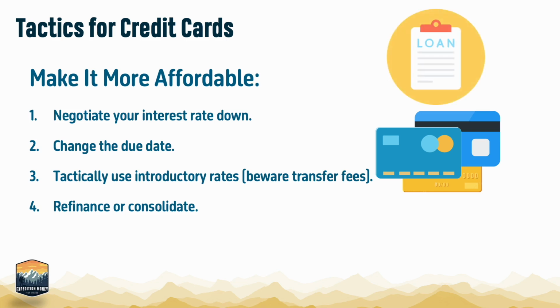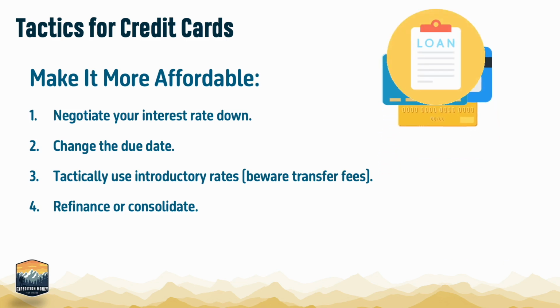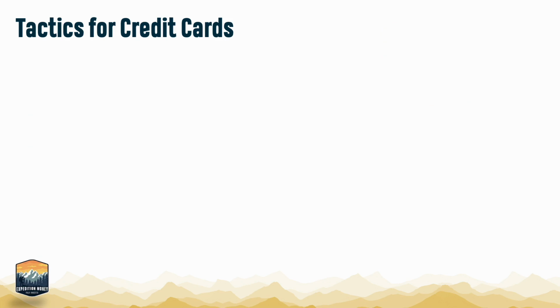Lastly, you might want to refinance or consolidate your cards if you can. Depending on your credit history and capacity, you might be able to get a new loan to pay off the multiple cards. This could help you get a fixed monthly payment that might be easier to manage. We'll cover more of the pros and cons of this shortly.